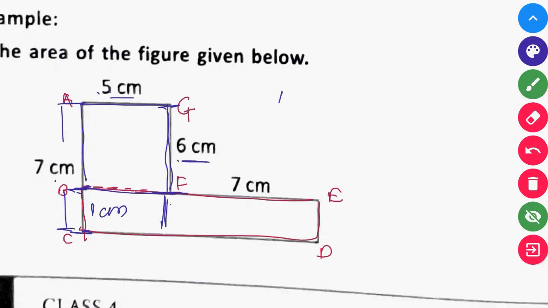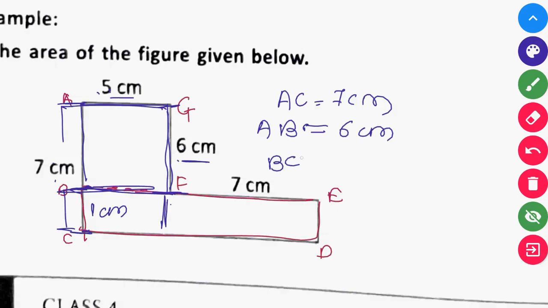How did we calculate it? See, AC's length is 7 centimeter. AB length is 6 centimeter. So we have to calculate the length of BC, B to C. So AC full length minus AB. So 7 minus 6 is equal to 1 centimeter. So this length is 1 centimeter.